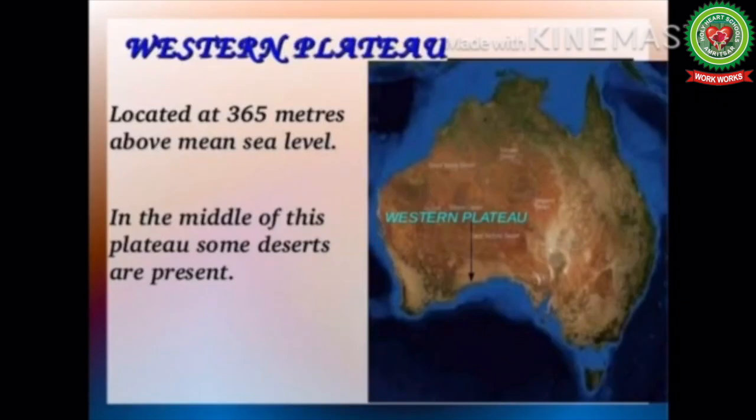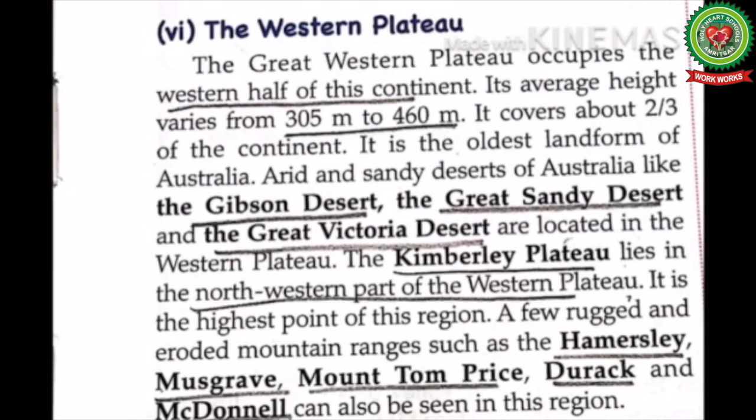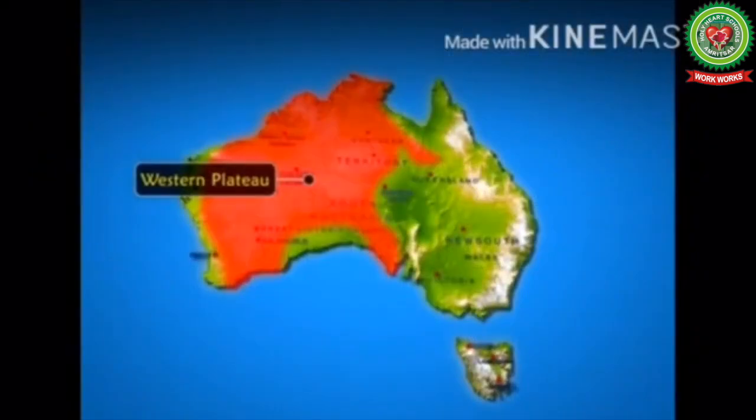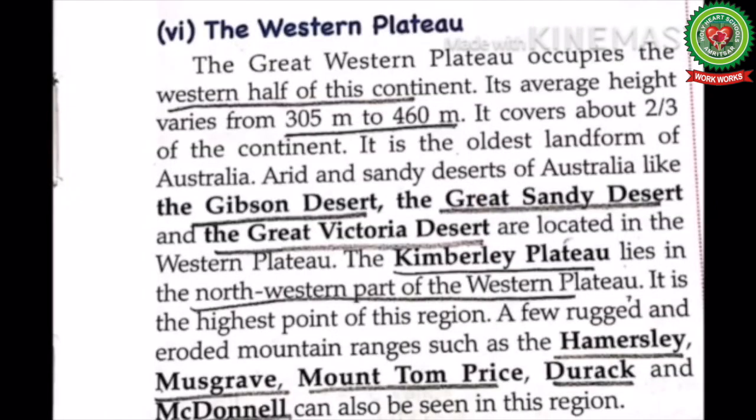The next physical feature we will discuss is the Western Plateau. The Great Western Plateau occupies the western half of this continent. It is located at a height of 365 meters above the mean sea level. In the middle of this plateau, some deserts are present. Its average height varies from 305 meters to 460 meters. It covers about 2/3 of the continent.